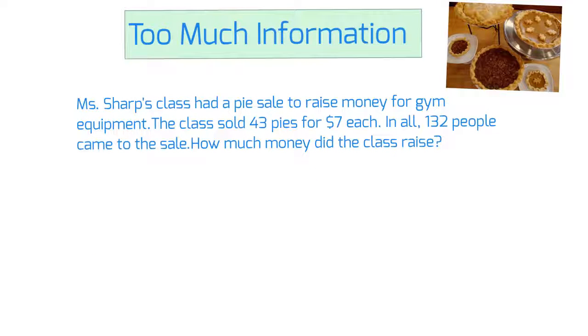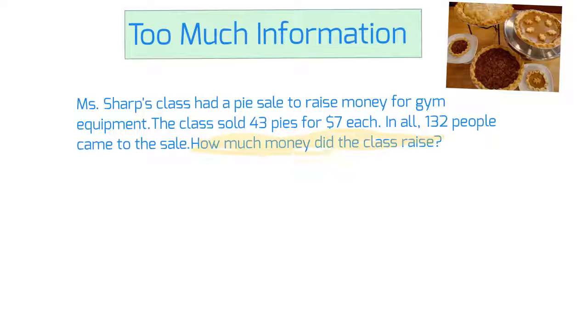Sometimes, boys and girls, a problem has too much information. In this case, it says Miss Sharp's class had a pie sale to raise money for gym equipment. The class sold 43 pies for $7 each. In all, 132 people came to the sale. How much money did the class raise? So in this case, how can we figure out how much the class raised, since this is what the problem is asking? We want to focus on that question.